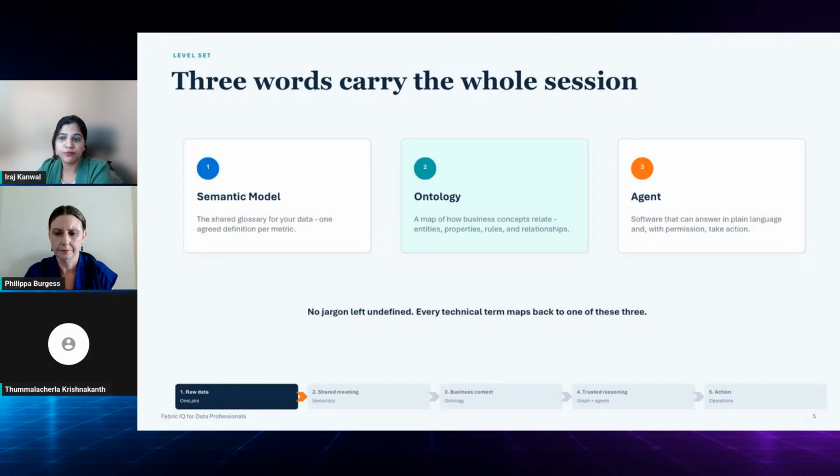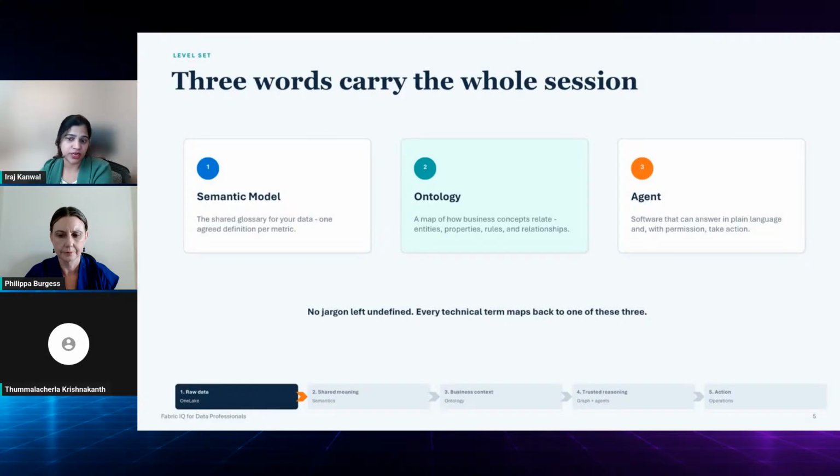An asset can sit in a facility. A facility is in a certain location, and a route serves a site. So these are relationships that can be affected if anything happens in one of the telemetry. Those relationships are what allow the agent to reason across context, not just on the table or the data, and instead of just looking up a metric.